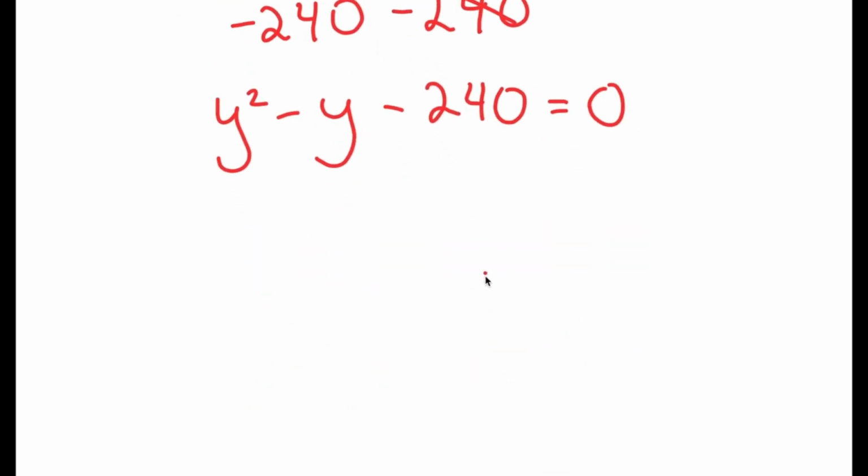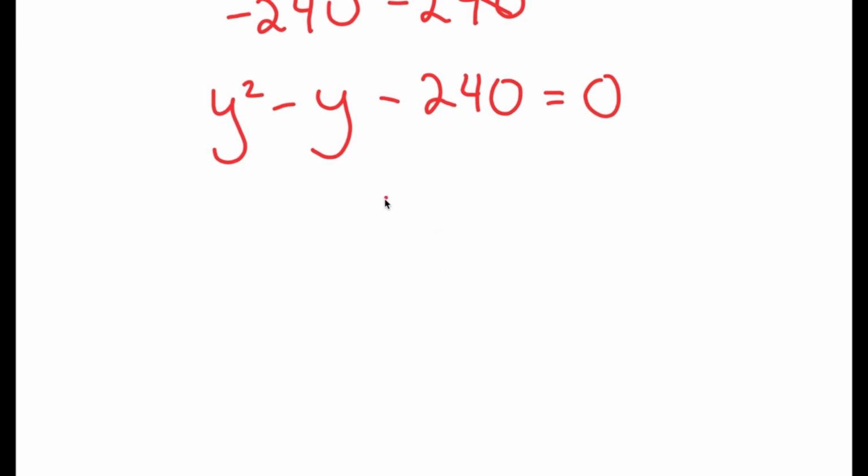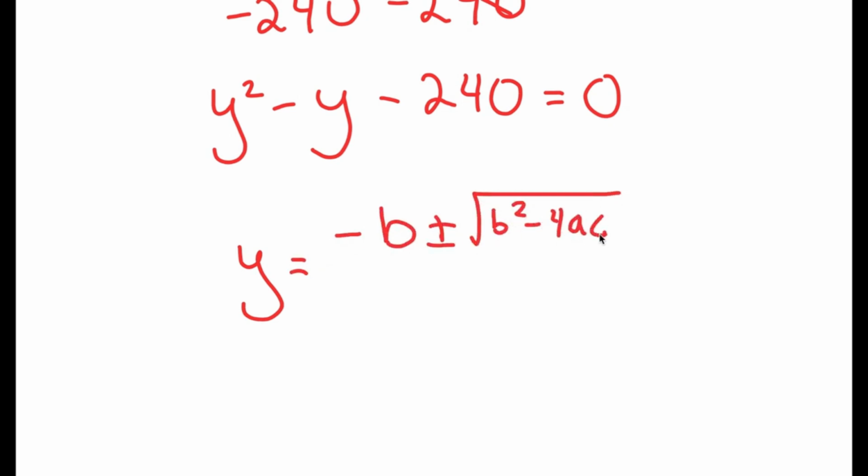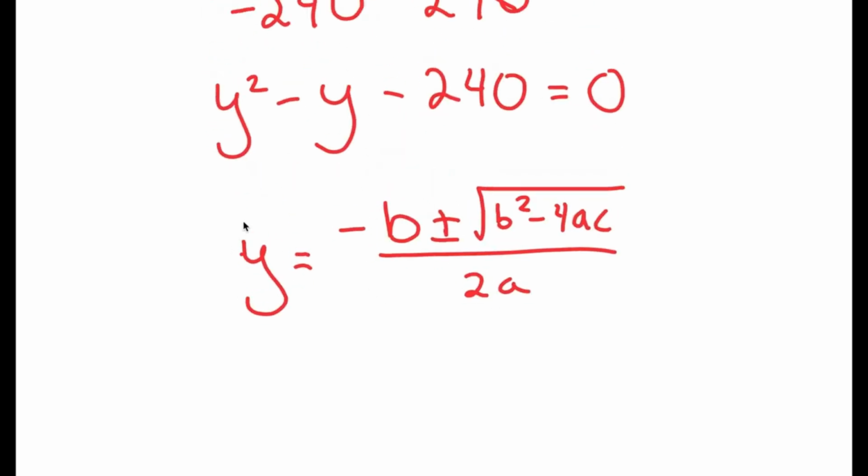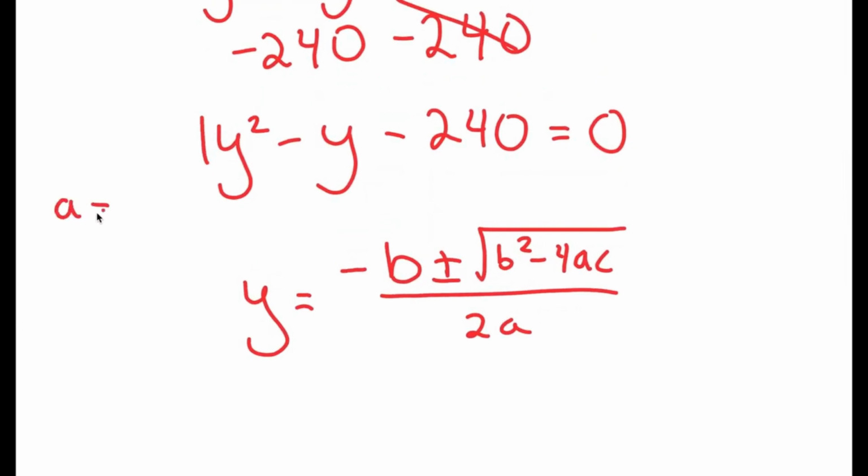So what I have here is a quadratic equation. And to find the solutions of this quadratic equation, I can use the quadratic formula. If you guys already know, the quadratic formula is negative b plus or minus the square root of b squared minus 4ac all over 2a. So in this case, looking over here, a is 1, b is negative 1, and c is negative 240.